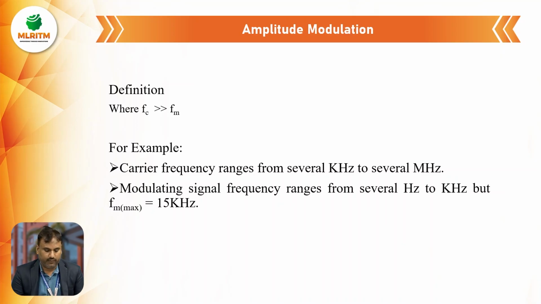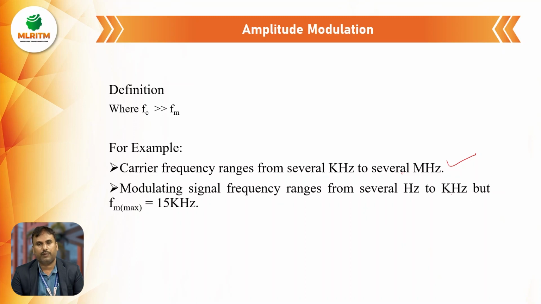Here we can see carrier frequencies range from several kilohertz to several megahertz. That is, the carrier frequency is very high, and the modulating signal frequency ranges from several hertz to kilohertz only. Just now we have seen in the cell phone case, 900 or 1800 megahertz is the carrier frequency, and the voice signal frequency is just 10 kilohertz, 15 kilohertz. So this is about the amplitude modulation definition.